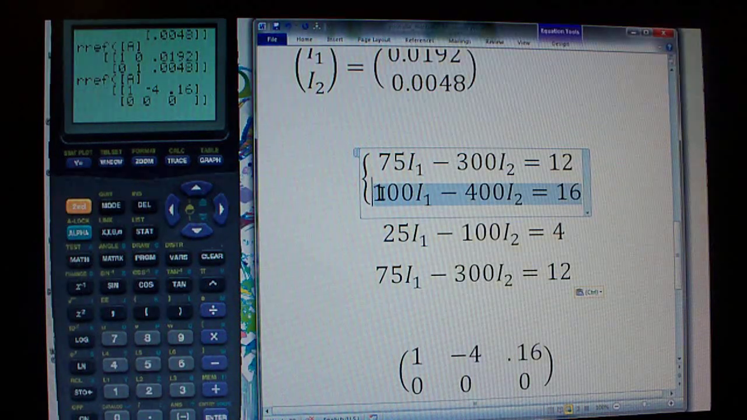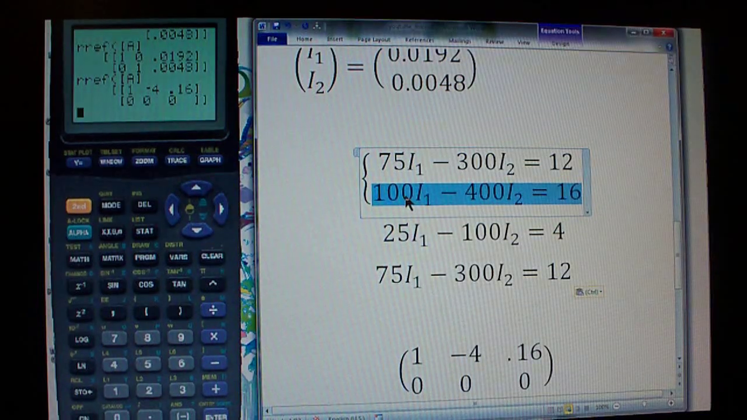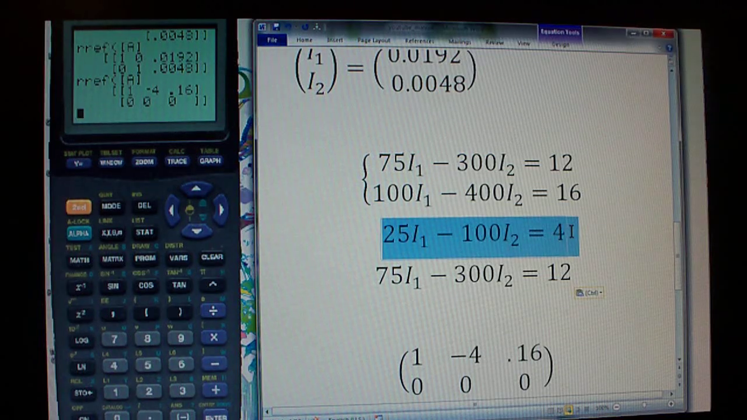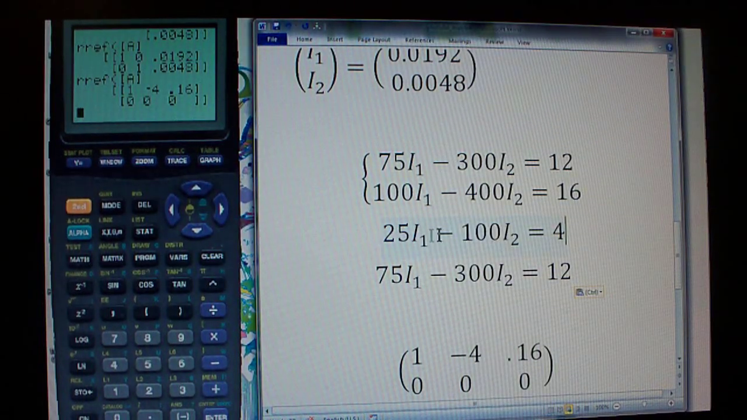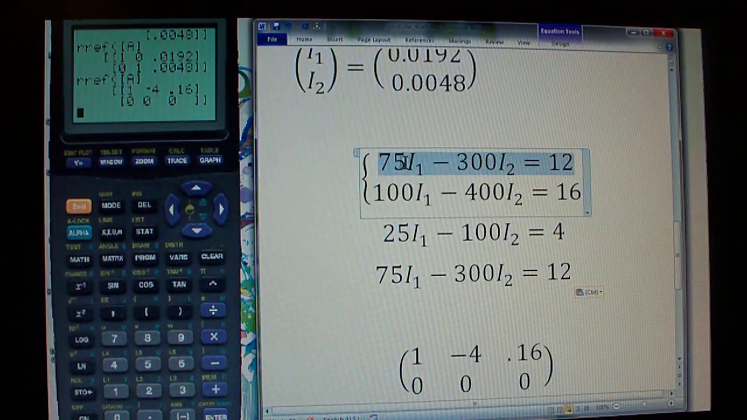Why do I say that? Well, to see that, take this equation and divide by 4. 100 divided by 4 is 25. 400 divided by 4 is 100. 16 divided by 4 is 4. So this equation is equivalent to this equation because all I did was divide by 4. Then try multiplying by 3. 3 times 25 is 75. 3 times 100 is 300. 3 times 4 is 12. What did we get? That's the first equation.